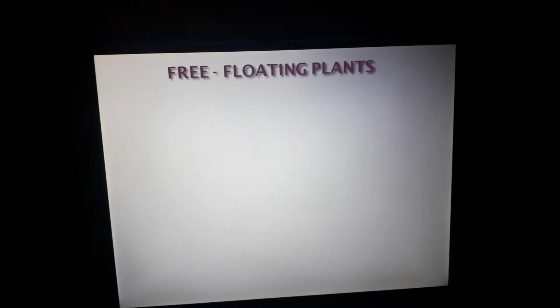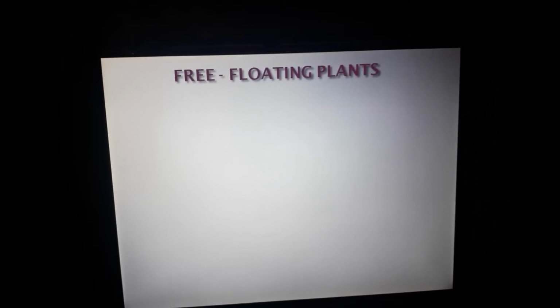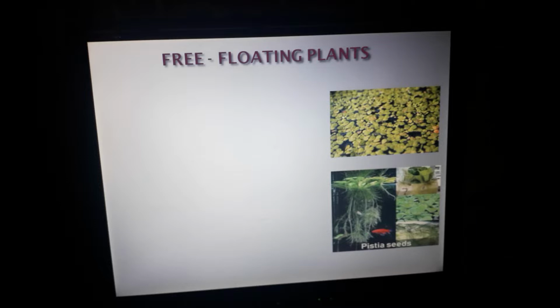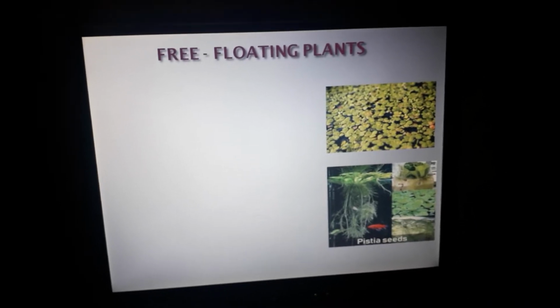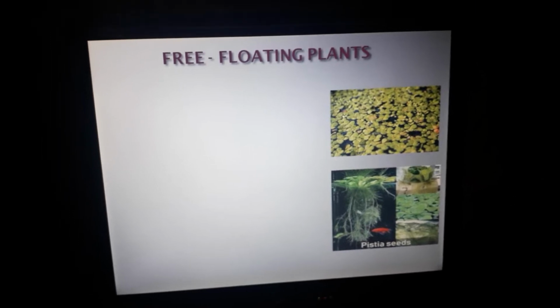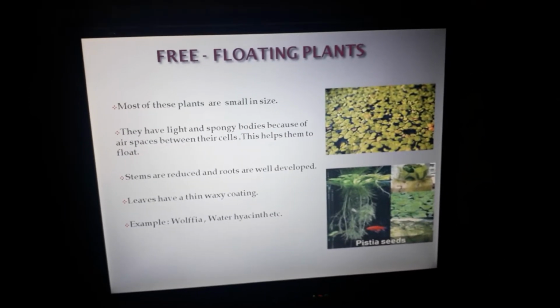As shown by its name, we can easily understand that the plants which can freely float on the surface of water are called free floating plants. As you can see in the picture, the plants are floating on the surface of the water body. Let's read out their adaptations.